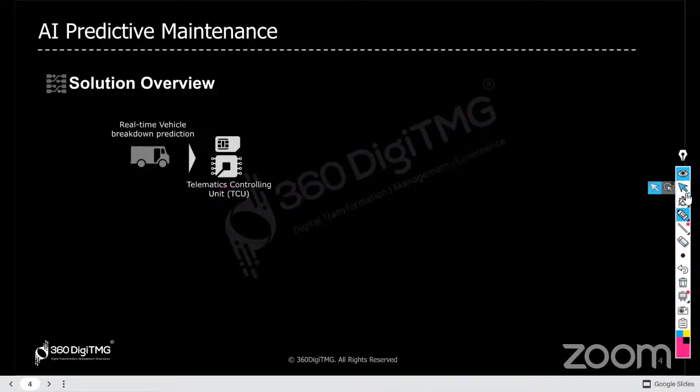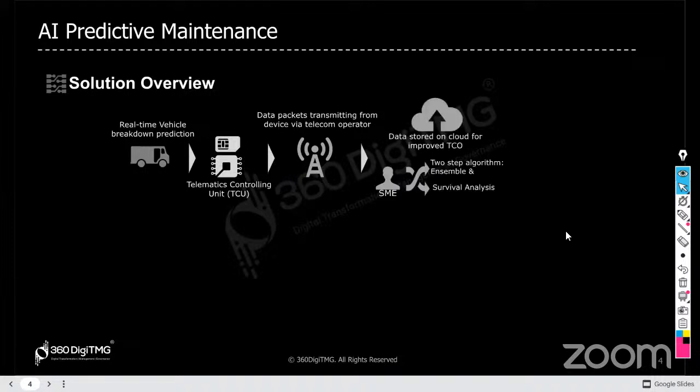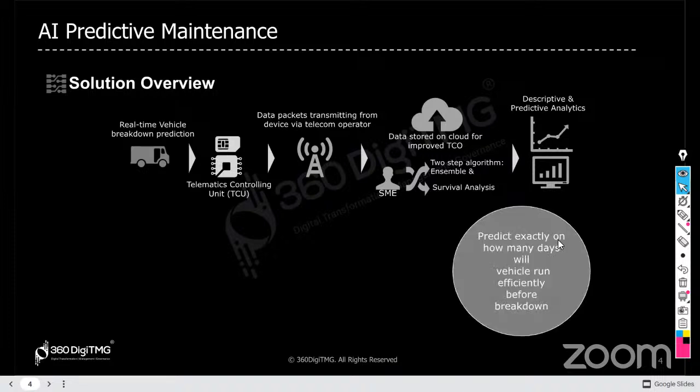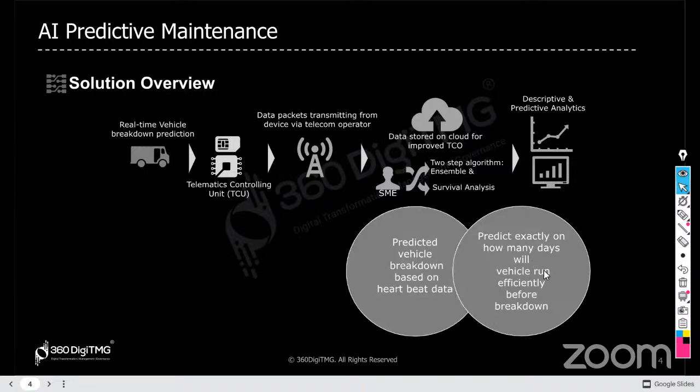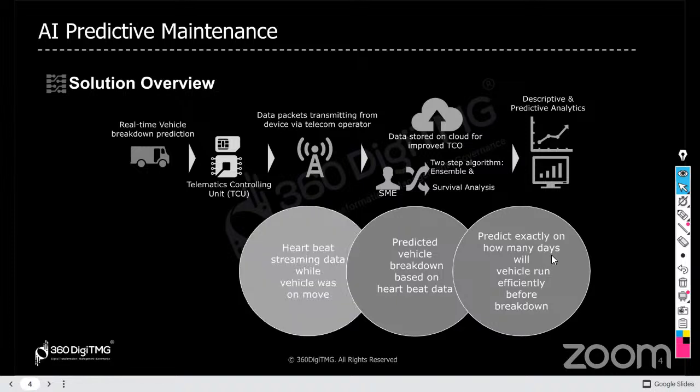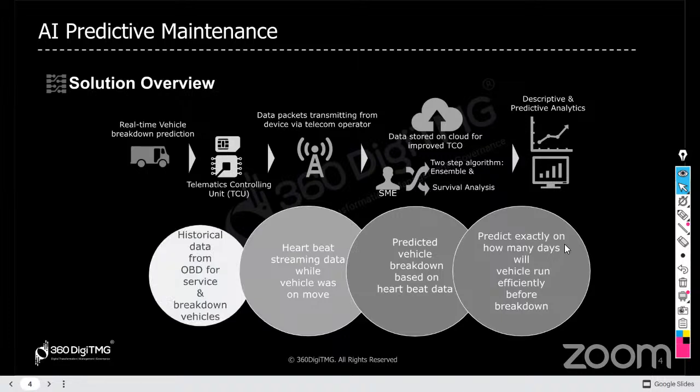So let's see what is present in the slide. Here, see, data packets transmitting from the device via telecom operator, data stored onto cloud, improved TCO, two-step algorithm, ensemble and survival analytics. Descriptive and predictive analytics. Predict exactly how many days the vehicle will run efficiently before the breakdown. This is what we want to predict. Predicted vehicle breakdown based on heartbeat data and heartbeat streaming data while the vehicle was on the move. Historical data from OBD for service and breakdown vehicles. All these things we are predicting under this particular example, AI predictive maintenance.